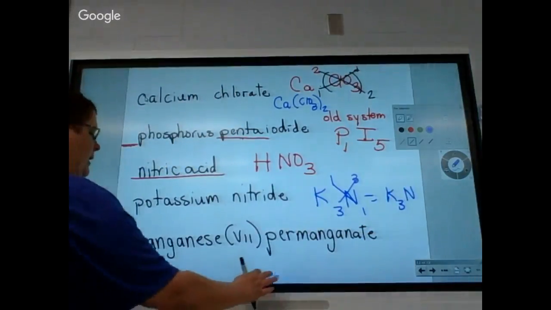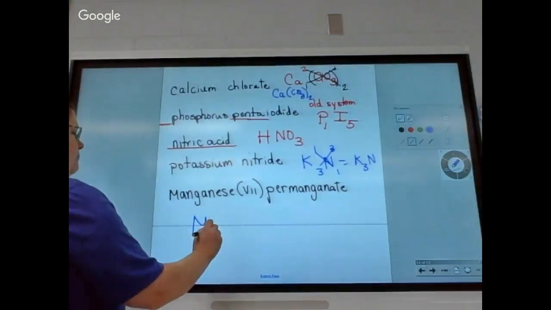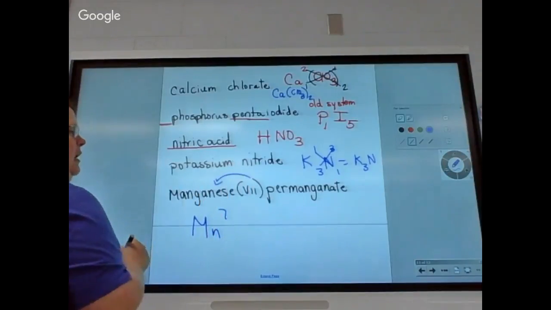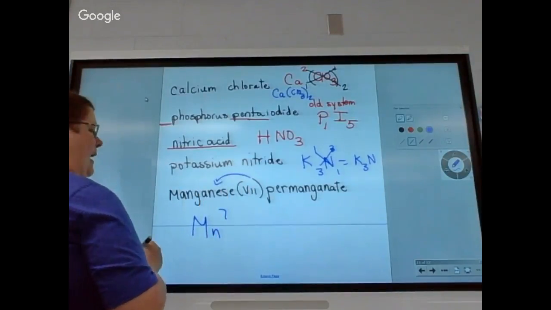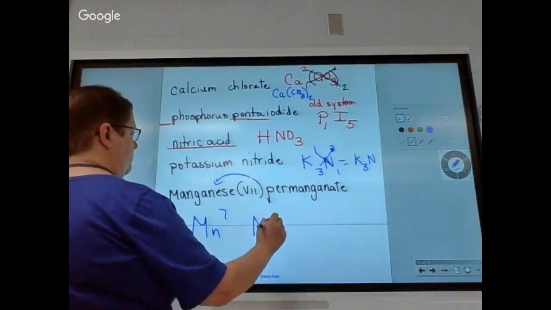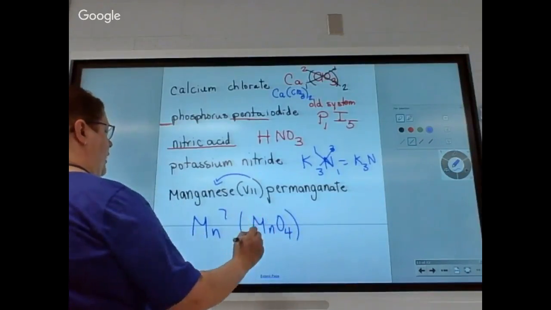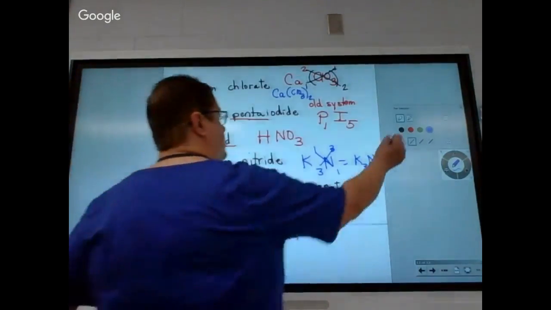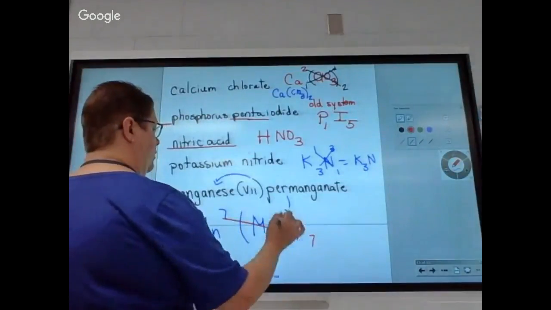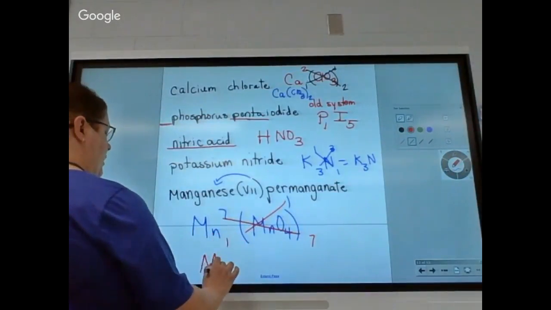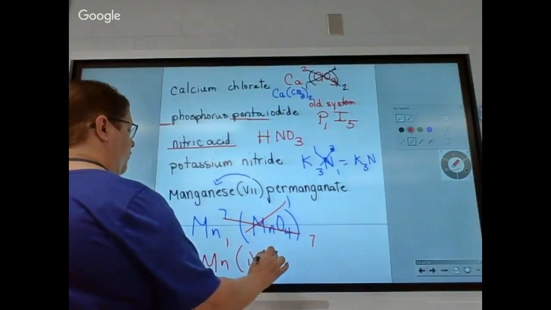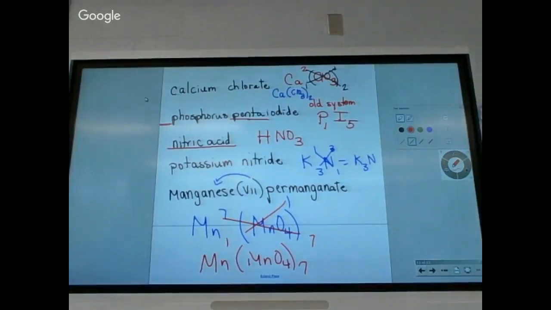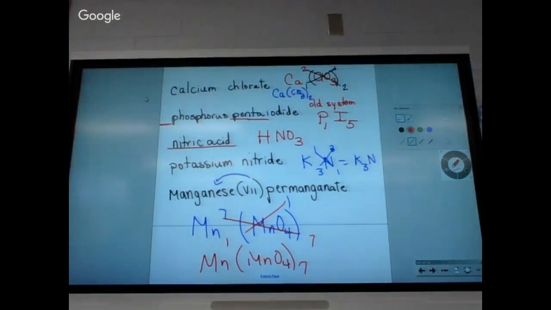Manganese 7 permanganate. Manganese has what for an oxidation number? 7. Remember, that always goes to the first element if you don't know that. Permanganate is MnO4 with a negative 1. All right, so the 7 and the 1 are going to crisscross. 7 goes here, 1 goes there. Mn, MnO4 with a 7. Got it? Think you can practice?